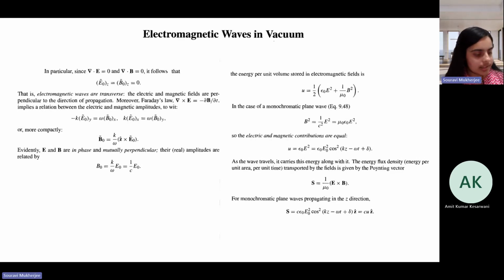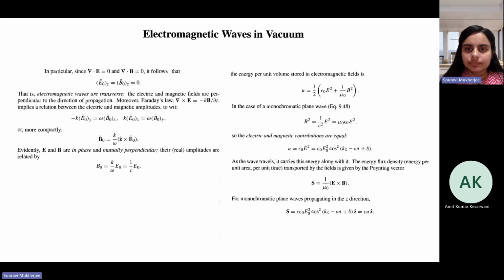So what we are currently discussing is electromagnetic waves. We'll first talk about what happens in vacuum, and then we'll move to matter, and then to conductors, and we'll see how one can express or describe these kinds of waves as they move from one type of medium to another and things like that.